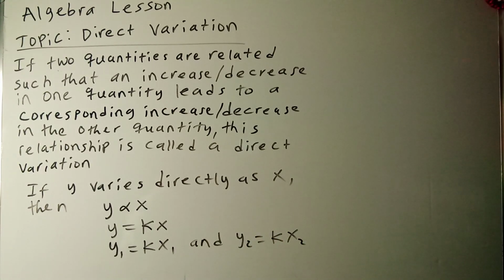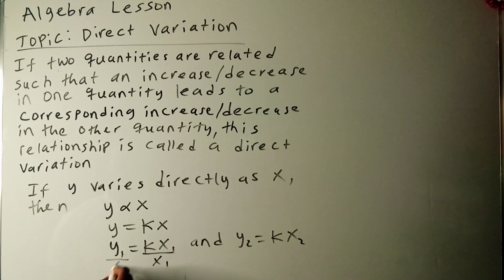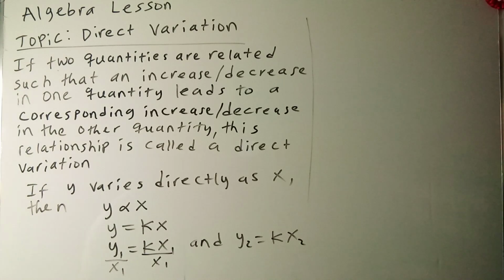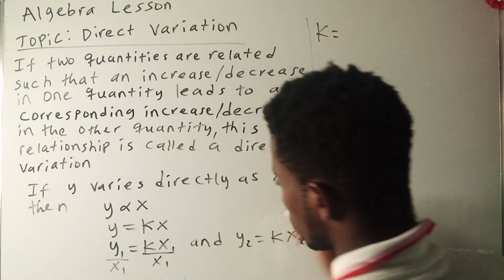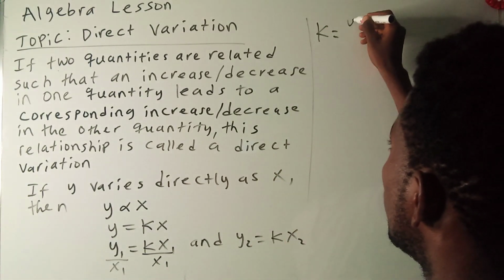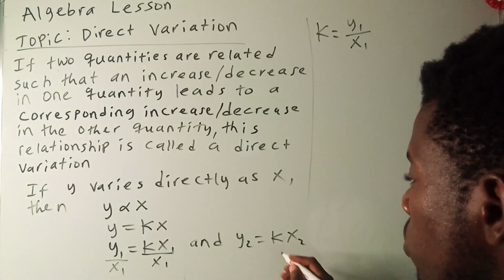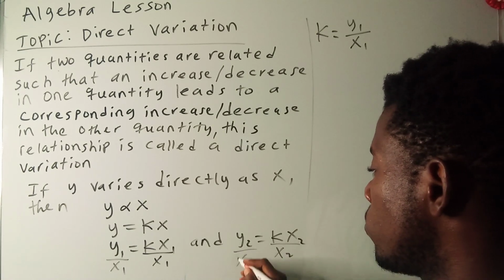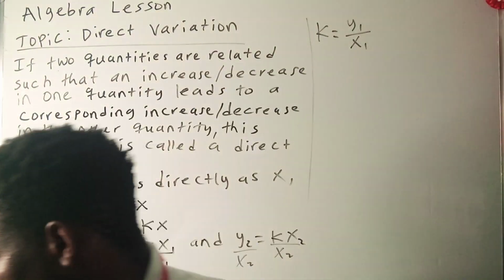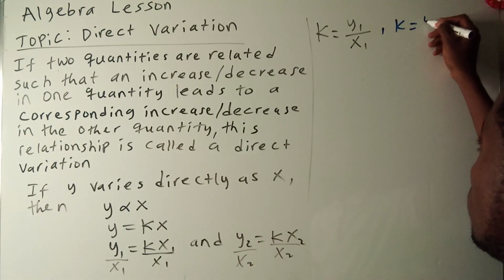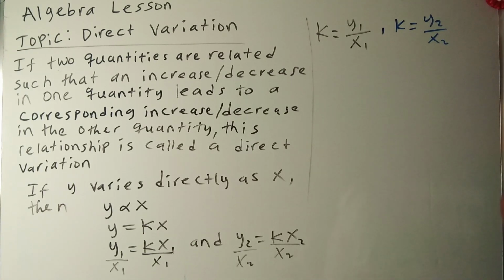Now if we make k the subject in each equation, for this side we divide this side by x1 and divide this side by x1, and we are going to have k is equal to y1 over x1. And for this, if we make k the subject, we divide this side by x2 and divide this side by x2. So we will have k is equal to y2 divided by x2.